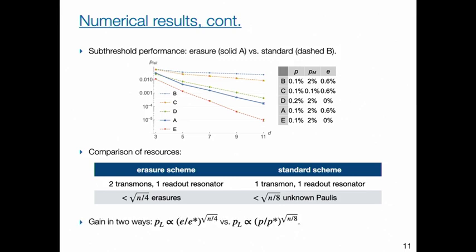So what's the take-home message from this slide? Well, with the erasure scheme, we can gain in two ways. First, we increase the error correction threshold, because the threshold for erasures is higher than the threshold for the Paulis. In addition, the exponent in the scaling of the logical error rate with the erasure scheme is higher than for the standard scheme where we have unknown Paulis.